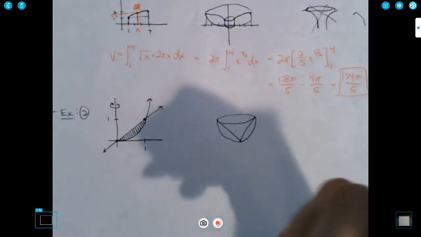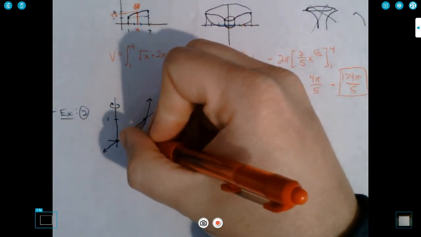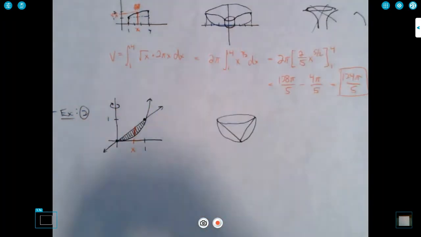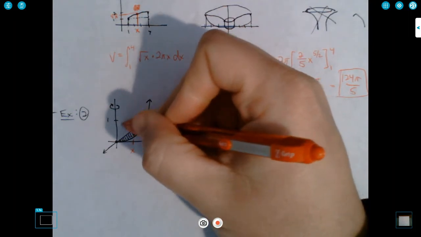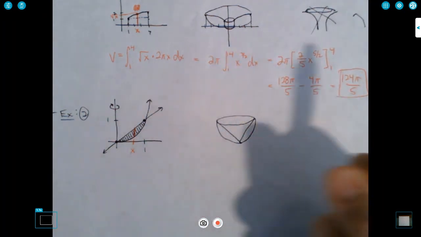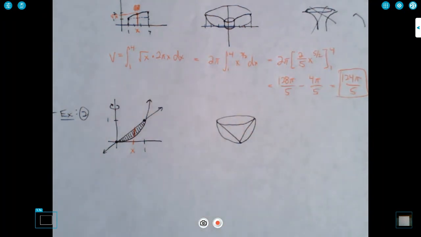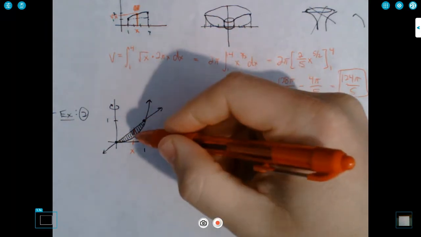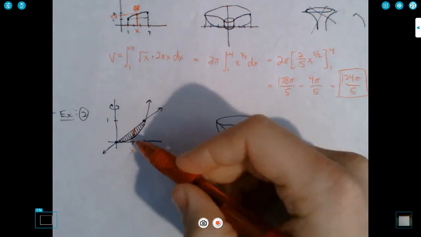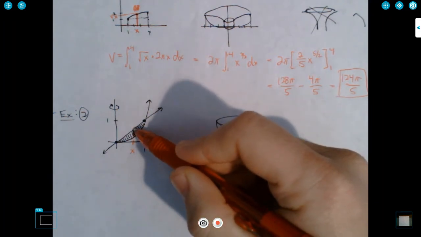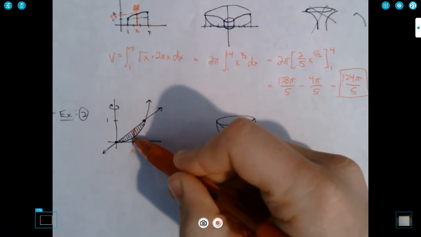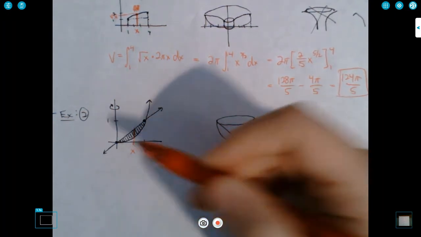Using cylindrical shells, imagine that you took just an arbitrary little slice here at x, and when you sweep that around the y-axis, you're going to get a cylindrical shell. Now imagine unfurling that cylindrical shell. What's the area? Well, the area is going to be the height, which in this case is not just f of x, it's actually going to have to be f of x minus g of x. It's going to have to be x minus x squared, right? That's going to be the height.